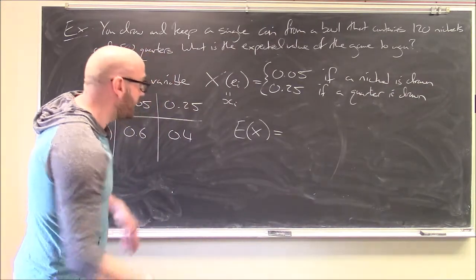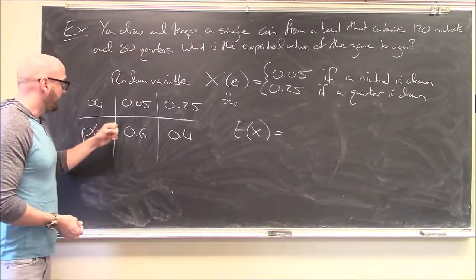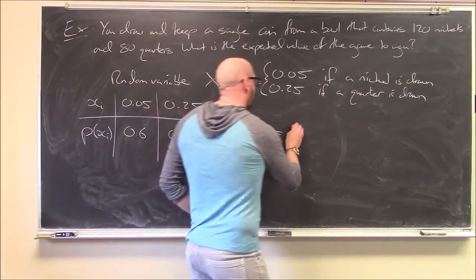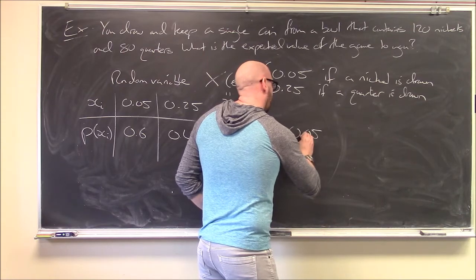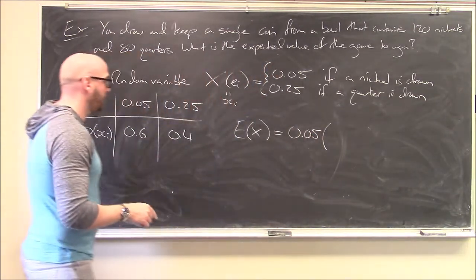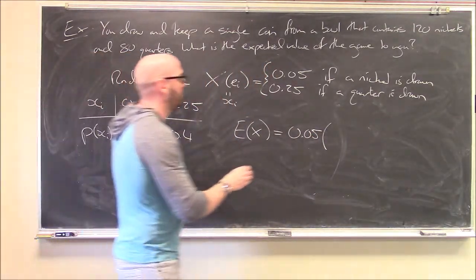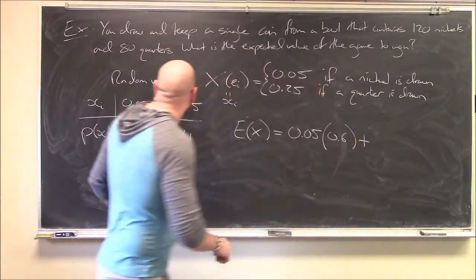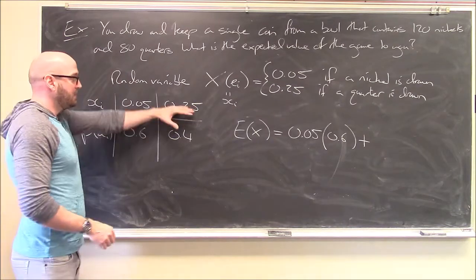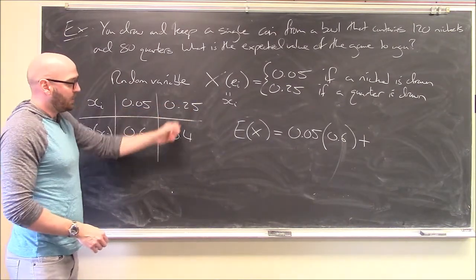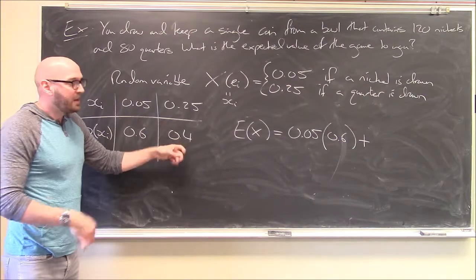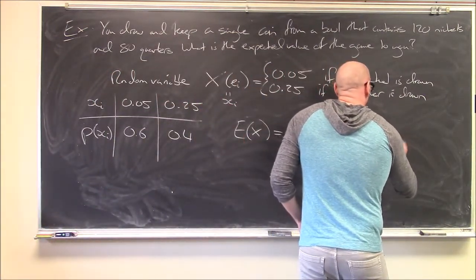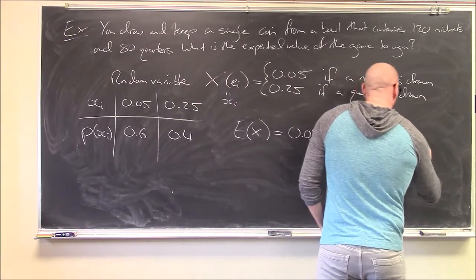How do we find expected value? Well, it's a very simple process. You just take your outcomes, so 0.05, and weight them by their corresponding probability. So 0.05 times 0.6. And then you add them together for all the different possible images in the random variable. You weight them all by their corresponding probability, and you add them all together. So 0.05 times 0.6 plus 0.25 times 0.4.